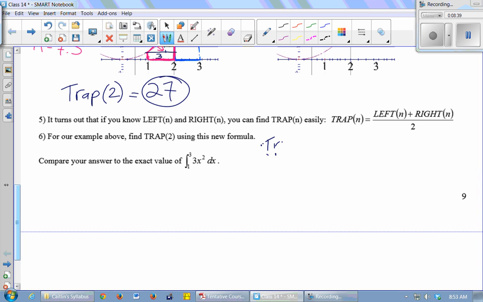So trap 2 should be left 2 plus right 2 over 2. And left 2 was, can't remember, 15. Right 2 was 39, over 2. That should come out to 27.